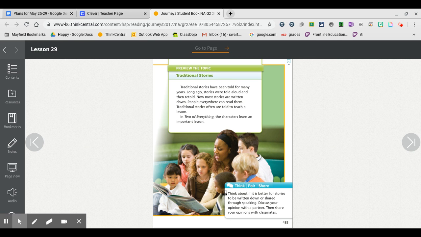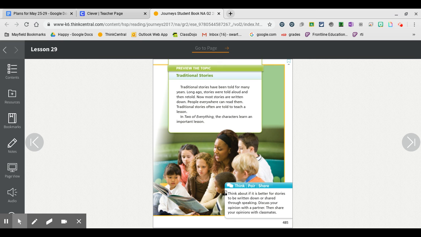Over the past few weeks, we've taken a look at a lot of different tall tales, fairy tales, and some traditional stories. Today, we're going to look at traditional stories. These are stories that have been told for many years. Long ago, stories were told aloud and then retold. Now, most stories are written down. People everywhere can read them.